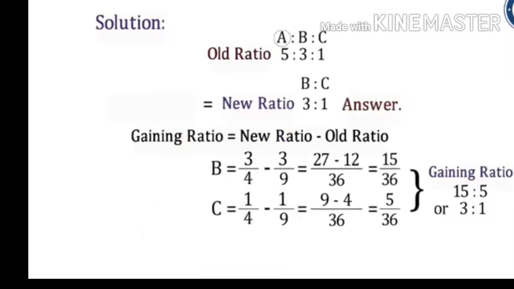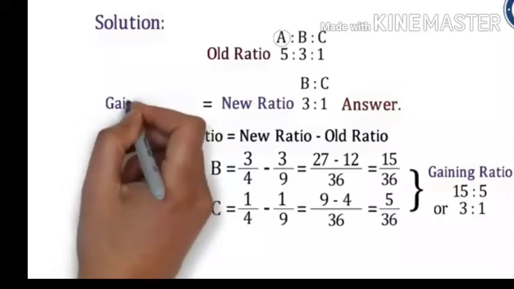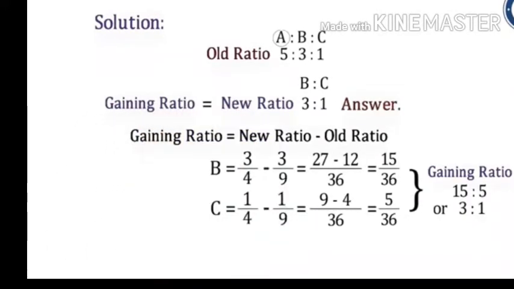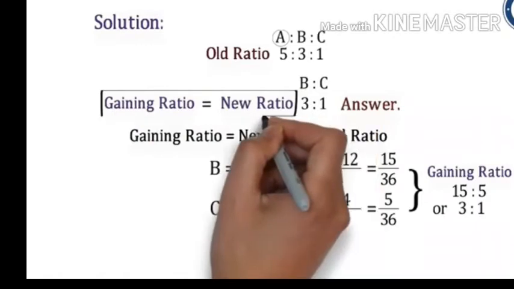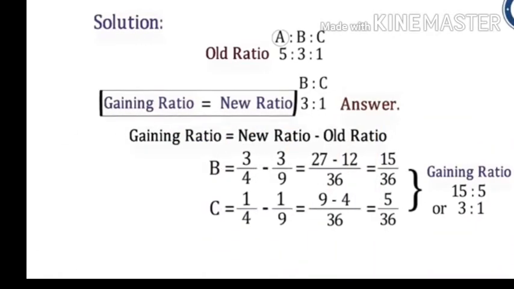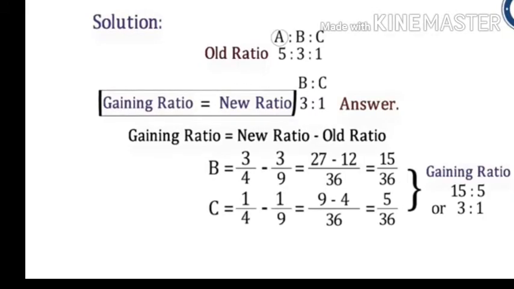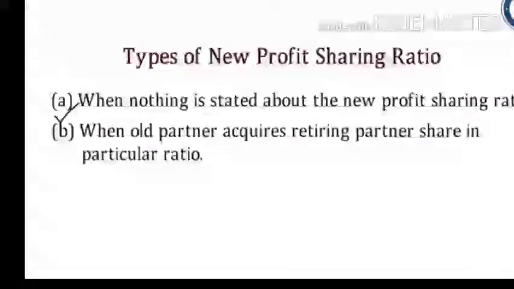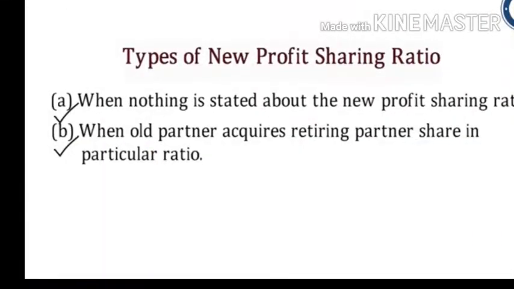Here I hope you are clear how to calculate the new ratio or gain ratio, and this method is required for calculation when goodwill is raised. It is required for the method of adjustment of goodwill. Okay, understood?